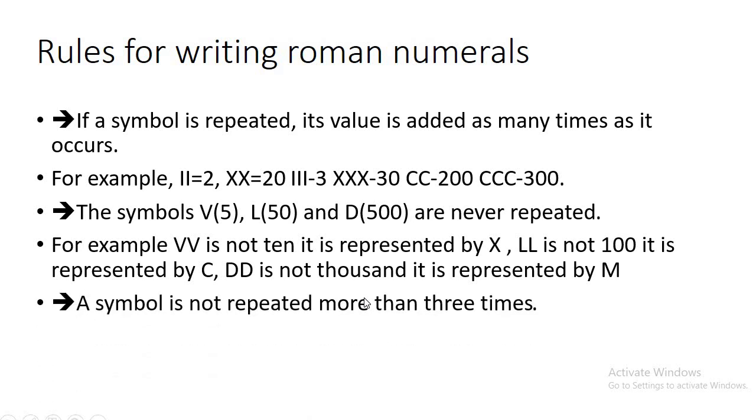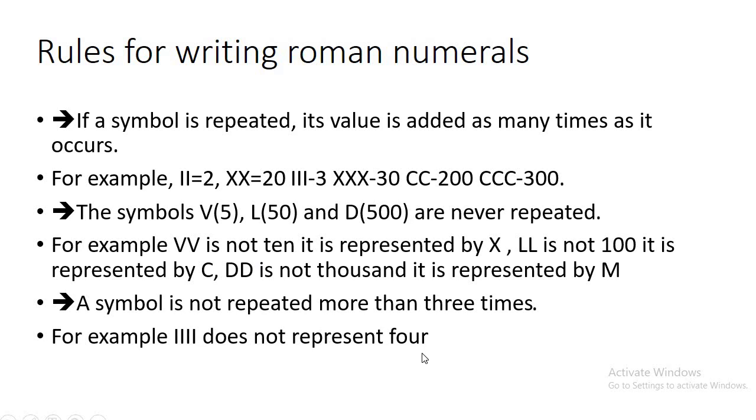A symbol is not repeated more than 3 times. As we have seen in rule 1 that the value is added as many times as it occurs, but the maximum number of times it can occur is 3. So you cannot use I 4 times to represent 4. We have a separate rule to write 4.